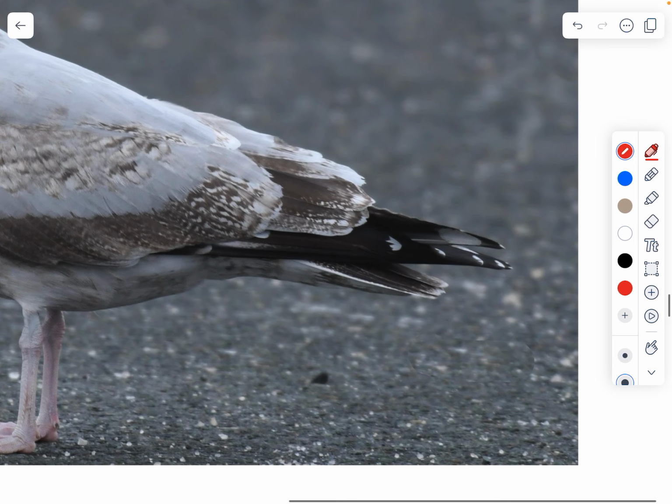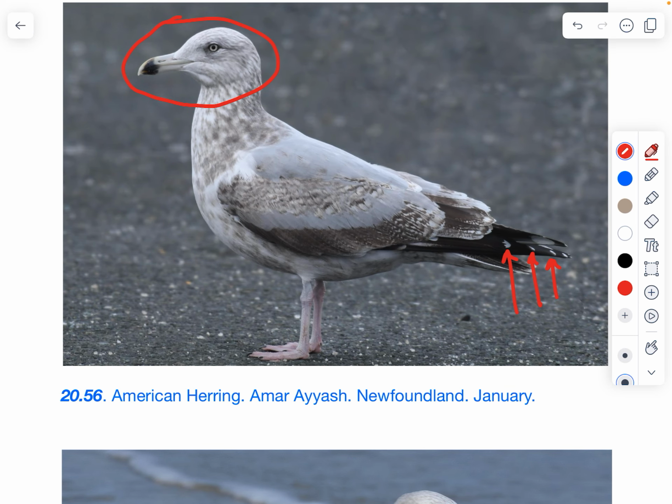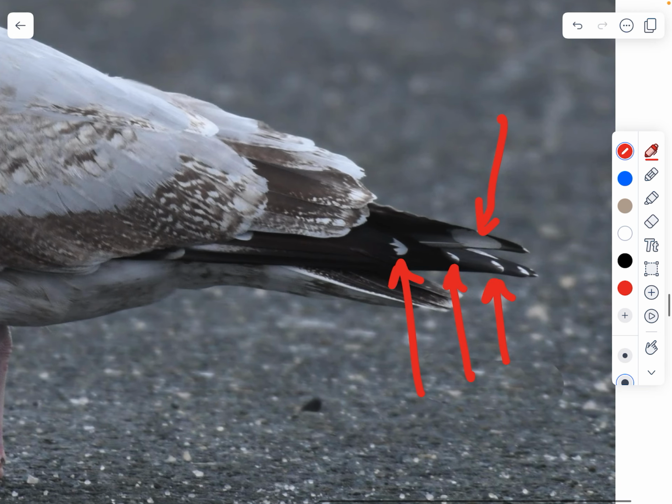Focus on the primaries here, and we notice these white apicals on black primaries. That's more of an adult-like feature, and so we're going to pull third cycle here. And the P10 mirror on the underside of this far wing, this P10 mirror also supports third cycle.